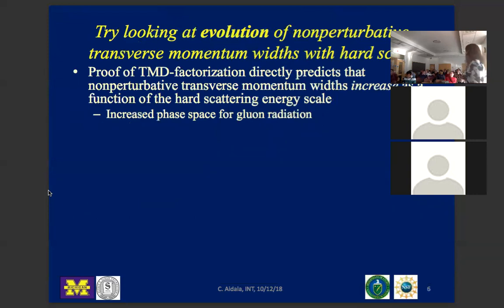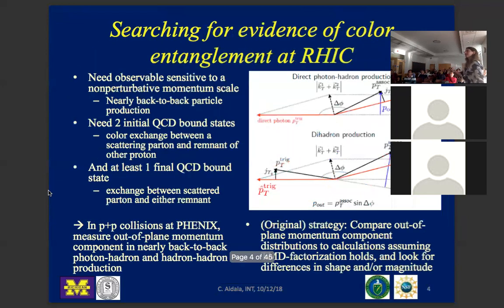And why did we... Yes? What is P out? So it is this vector here. The direct photon case is a little bit easier to look at. So I measure the direct photon, I just project 180 degrees from that, and then I measure a second particle, and I'm looking at the out-of-plane momentum component of that hadron produced nearly back-to-back. So it's sensitive to both initial state transverse momentum and any transverse momentum picked up in the fragmentation process, since I'm measuring a hadron out of it.